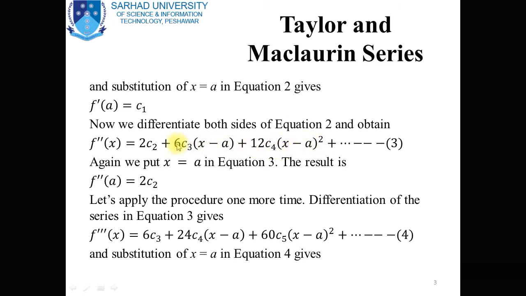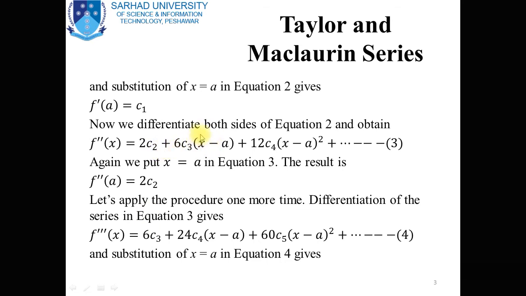And if we put in this equation again x is equal to a, we obtain f double prime of the function at x is equal to a is equal to 2c2. And similarly, if we again differentiate this equation number 3, you see over here, this is the third time derivative of the function. The derivative of 2c2 will be 0 because 2c2 is the constant term, so its derivative will be 0.